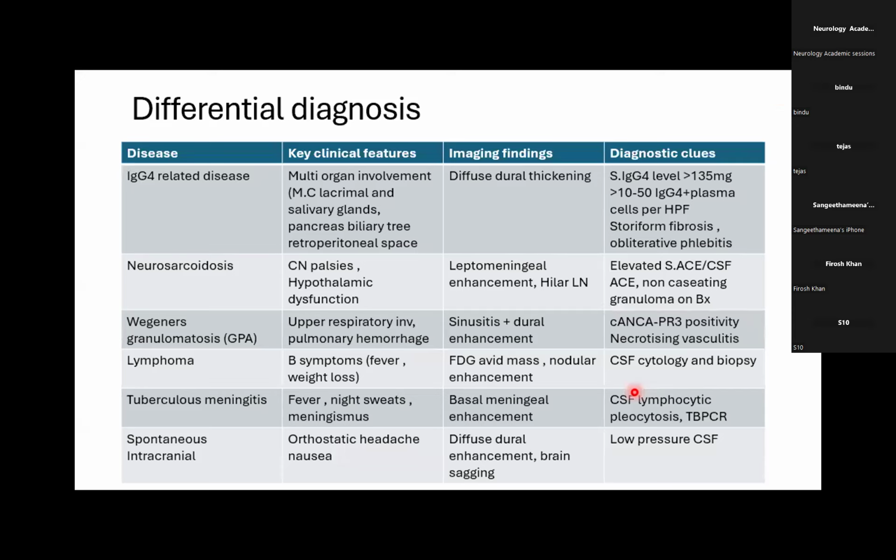The differential diagnosis of hypertrophic pachymeningitis includes IgG4 related disease. The key clinical features of IgG4 related disease are multi-organ involvement, most commonly the lacrimal and salivary glands, pancreatic biliary tree, and retroperitoneal space. There is diffuse dural thickening, as in idiopathic hypertrophic pachymeningitis.